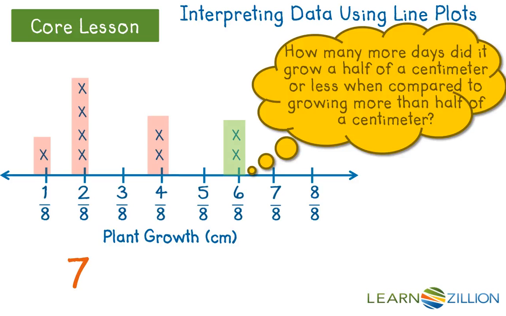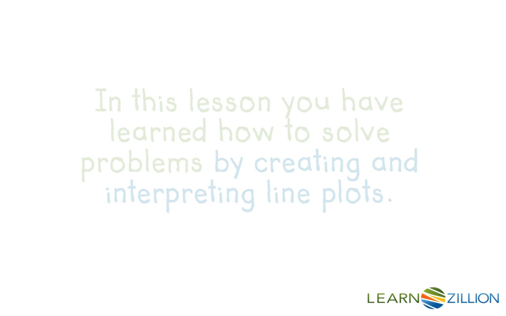Then we can highlight the 2 days that the plant grew more than 1/2 of a centimeter, since we're looking to find out how many more days the plant had less than 1/2 centimeter of growth. So we want to subtract days in this situation. When we subtract 7 days minus 2 days, we end up with an answer of 5 days. There were 5 more days where the plant grew 1/2 centimeter or less versus more than 1/2 centimeter.